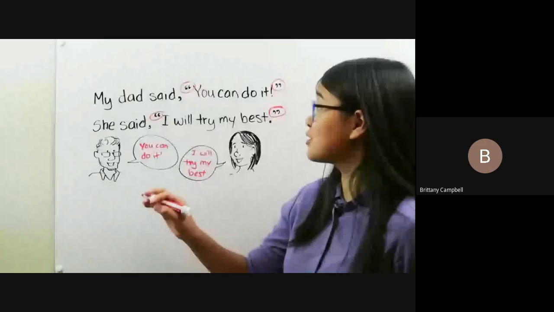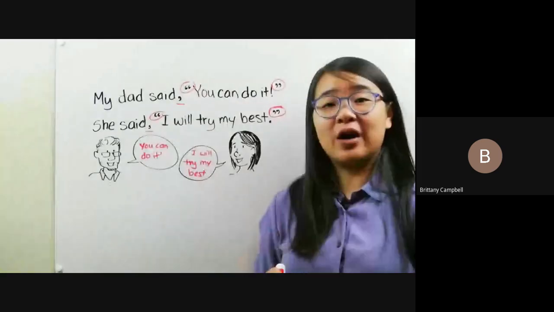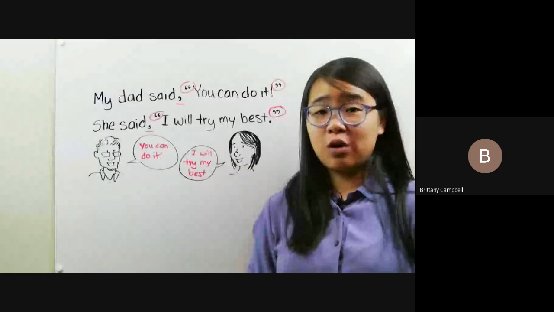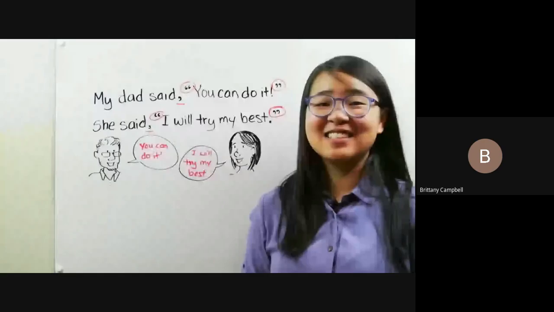Did you notice that both these sentences have a comma right before the opening quotation marks? That's another use for the comma. Right before every direct quote, in other words, right before you write what someone says, you need to place a comma. It's a rule. That's because you are pausing before you tell what the person says. My dad said, "You can do it." She said, "I will try my best."